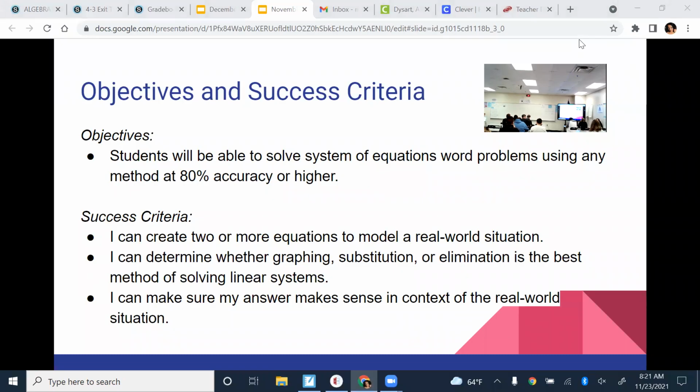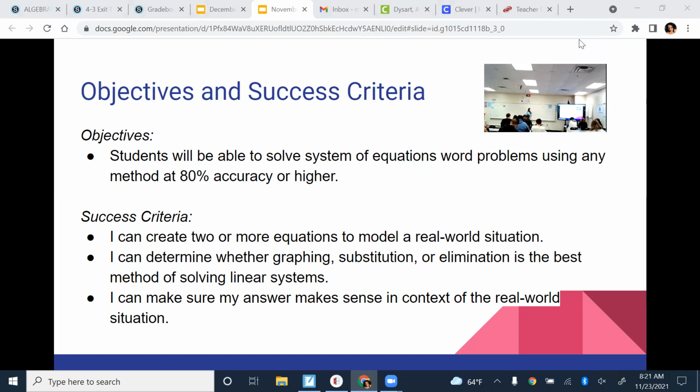All right, so the goal for today's lesson is to be able to solve system of equations word problems. And you can use any method for that. It's the word problem part that we're focusing on. So the hard part of that, I guess, is setting up the equations from your word problem.